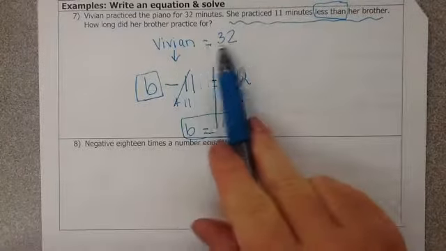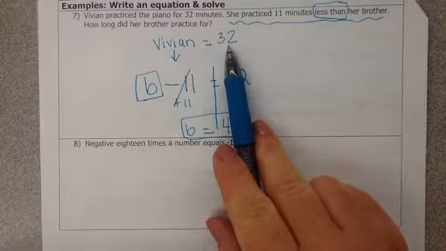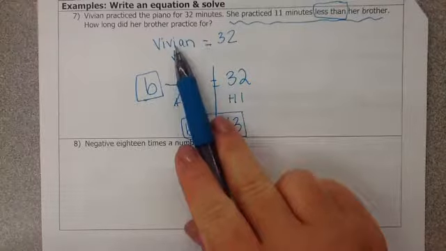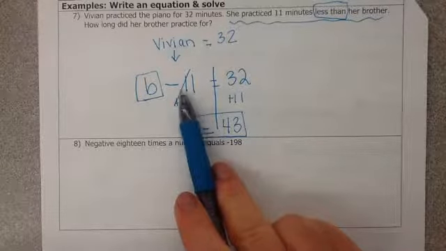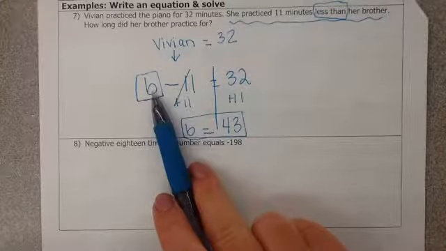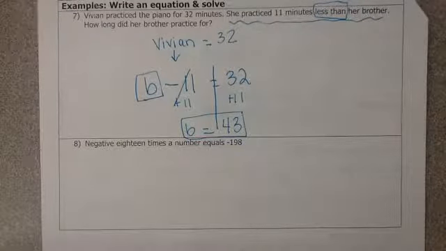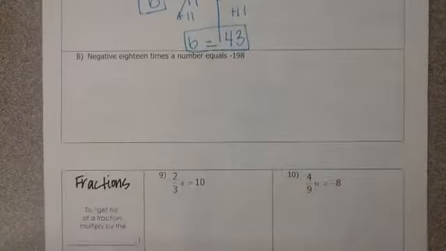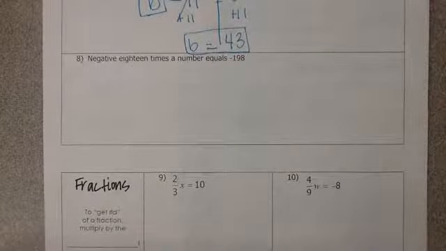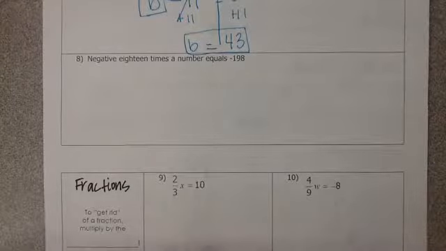So Vivian, it was equal to 32 minutes. I knew that Vivian practiced 11 minutes less than her brother. When I solve, her brother equals 43. Go ahead and for number 8, set up an equation and then show your work and solve. Let's see how you did.